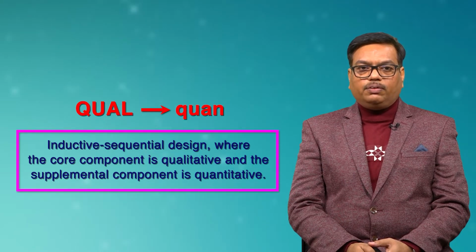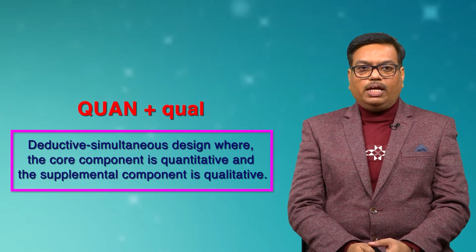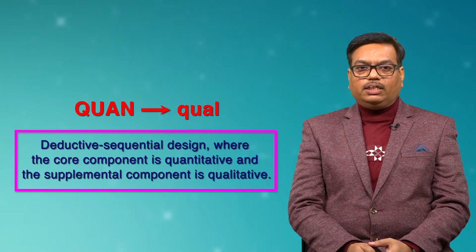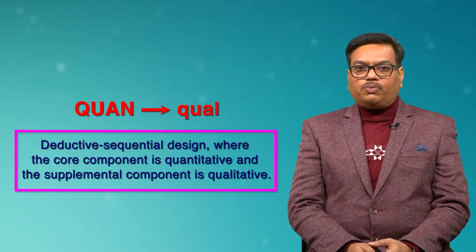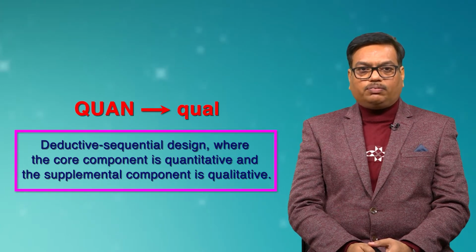The third one is QUAN plus qual. This is deductive simultaneous design where the core component is quantitative and the supplemental component is qualitative. The fourth one is QUAN arrow qual. This is deductive sequential design where the core component is quantitative and the supplemental component is qualitative. So, in the first two, QUAL was primary and in the second two, QUAN was primary.